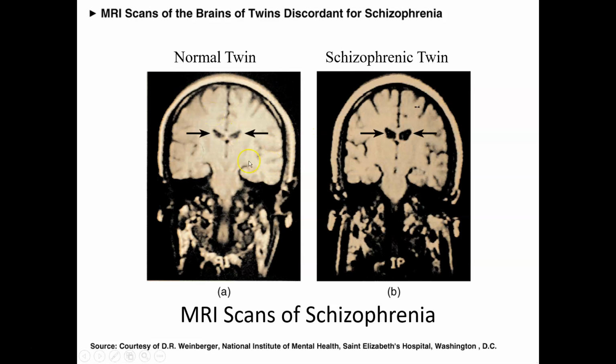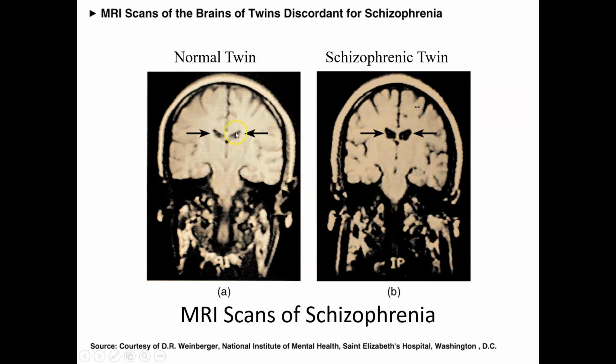So here we have the brains of two identical twins. They are discordant for schizophrenia, meaning that one twin has schizophrenia, the other one does not. Notice that in our twin with schizophrenia, the ventricles, which I'm pointing to right here, are enlarged. And you'll also see that the brain is a little bit more shrunken, indicating atrophy.